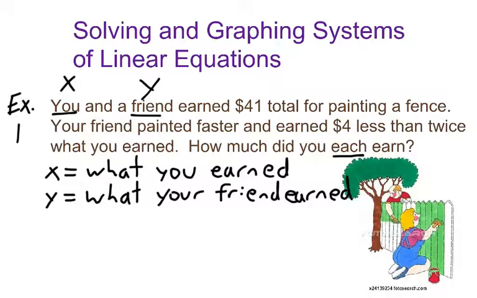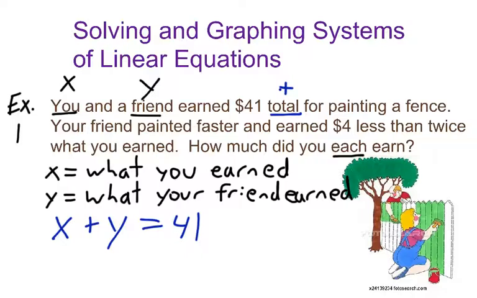All right, so now total means that's our sum, or the answer to an addition problem. So if we add up what we each, you and your friend, earned, that would be X plus Y, that gives us a total of $41. So that could be one equation.